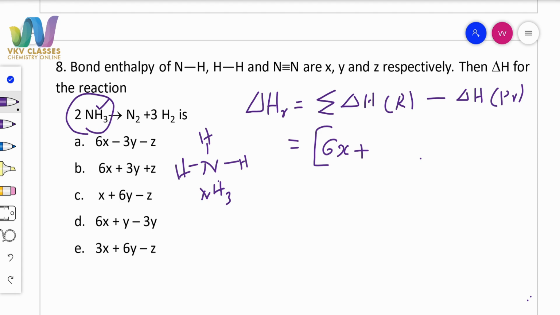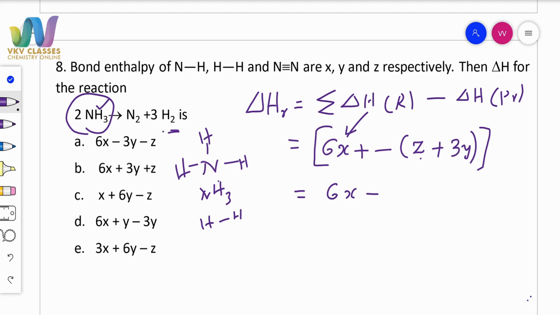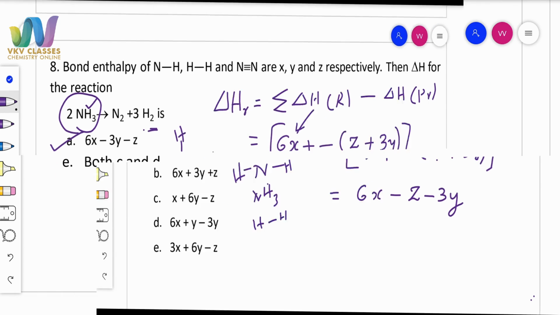So this is the total enthalpy of the reactants, minus the products. In the product you have N2, which has the bond enthalpy Z, plus H2, which has 1 H–H bond, and 3 molecules, so this will be 3Y. So this will be the bond enthalpy. If you remove the bracket, this will be 6X minus Z minus 3Y. That is choice A is the correct answer.